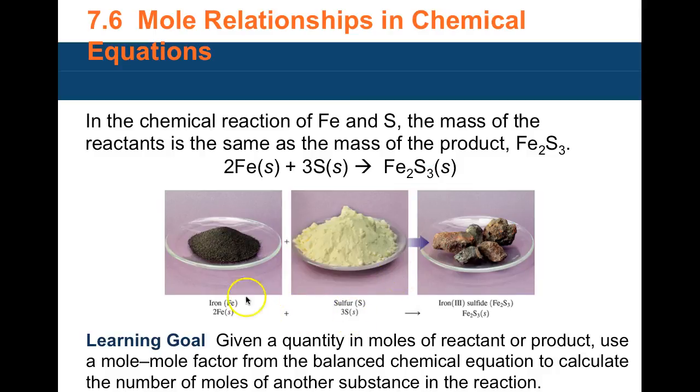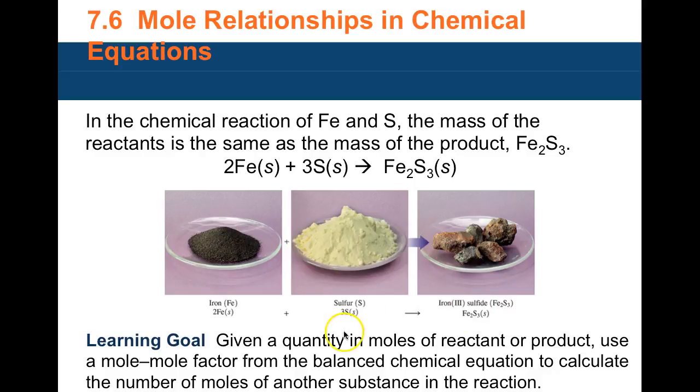All right. So 2 moles of iron, 2 times about 55 point something, so roughly about 110 grams of that iron. And then you have 3 moles of sulfur, and so that's about 96 grams of sulfur. And then together they combine, forming iron(III) sulfide, 1 mole of it.